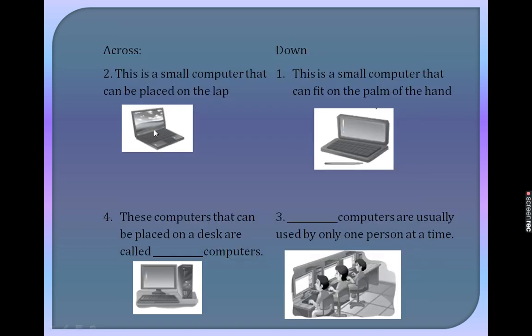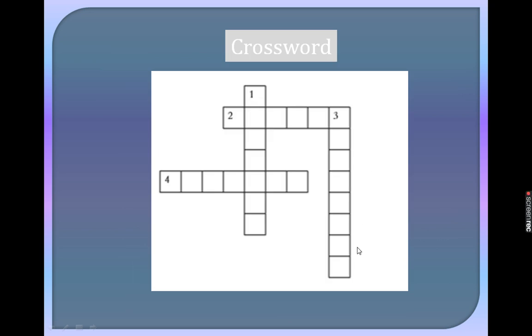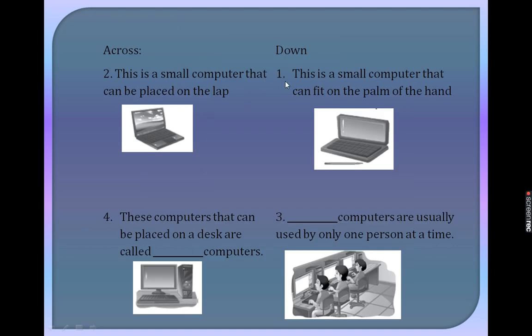Okay, next, it's a crossword puzzle. It's given like this. Now we have to find the answer for these boxes. So we have 4. 1, 2, 3, 4. Shall we find? Okay, 1. This is a small computer that can fit on the palm of the hand. Palm top. Okay, number 1. Down is palm top. Desk computers are usually used by only one person at a time. Personal computer. So, number 3 is personal computer.